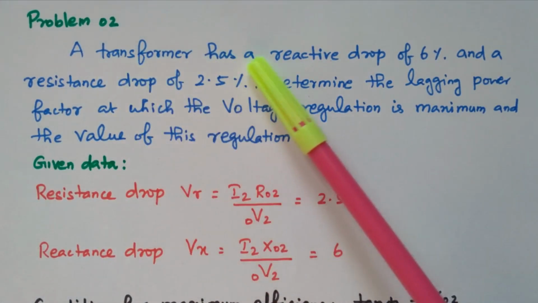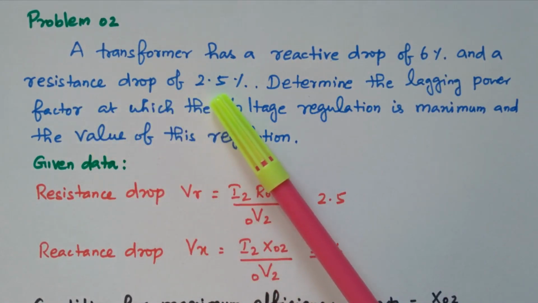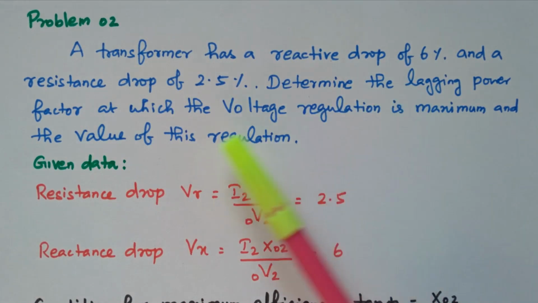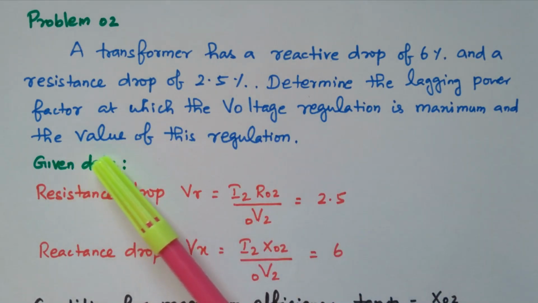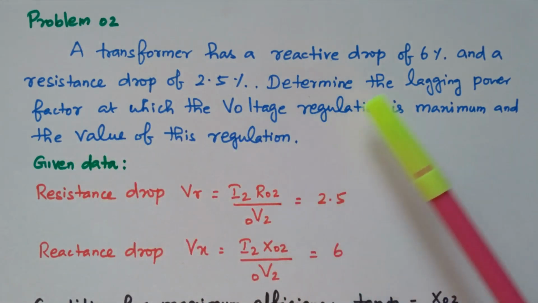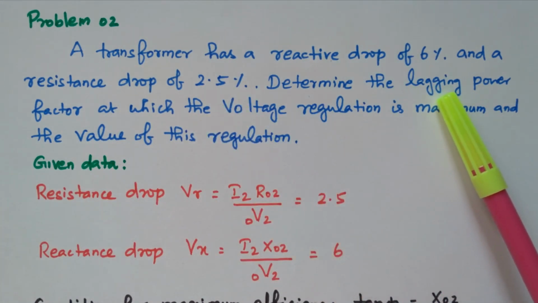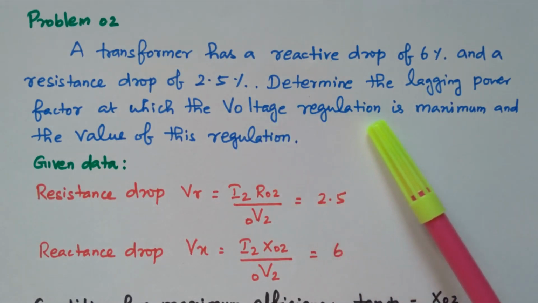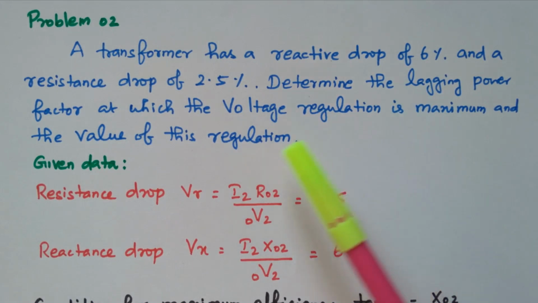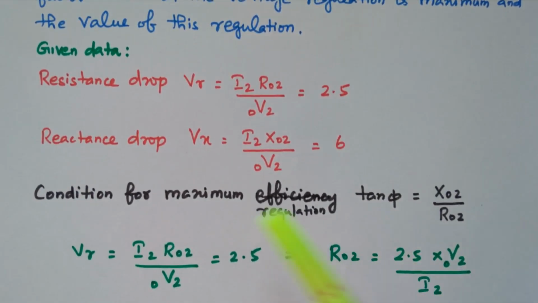A transformer has reactance drop of 6% and resistance drop of 2.5%. Determine the lagging power factor at which the voltage regulation is maximum and the value of regulation. So the resistance drop and reactance drop are given. We need to find the lagging power factor under the condition that voltage regulation is maximum, and also the value of the regulation, right?